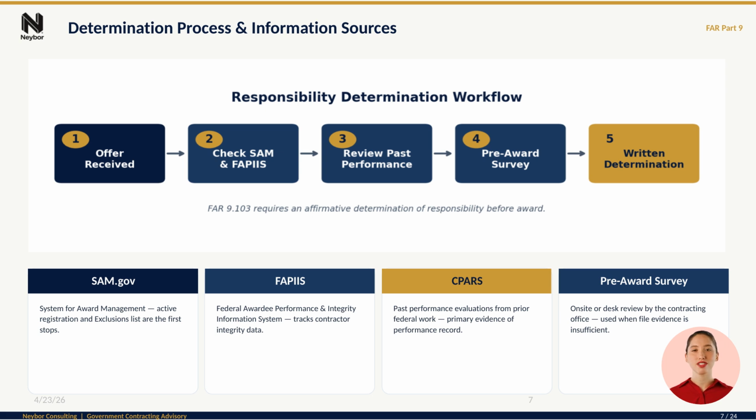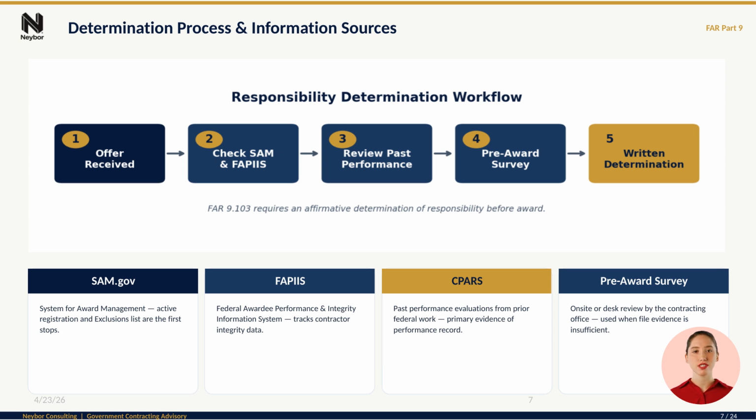How does the contracting officer actually make the responsibility determination? The workflow at the top shows the sequence. The offer comes in, the CO checks SAM.gov and FAPS, reviews past performance through CPARS, commissions a pre-award survey if needed, and issues a written determination. The 4 cards along the bottom walk through the primary information sources.